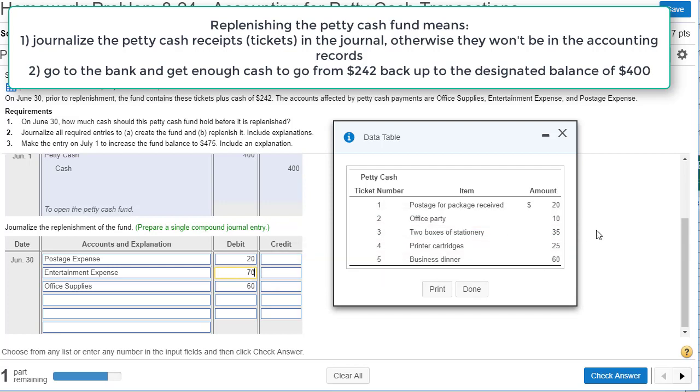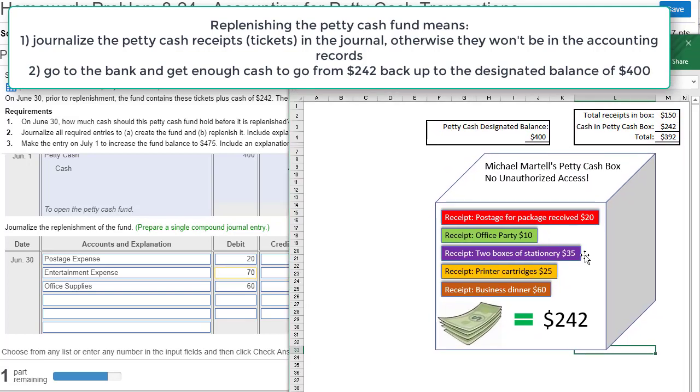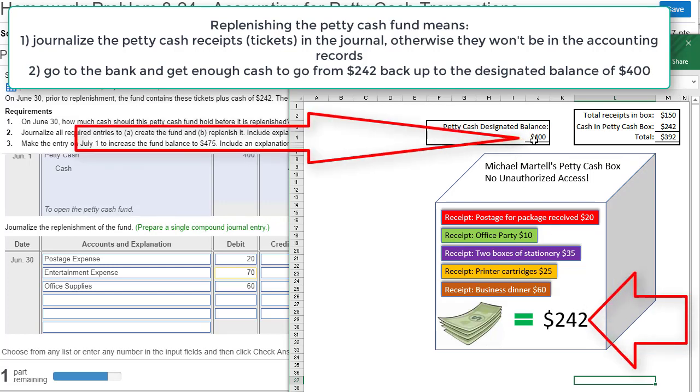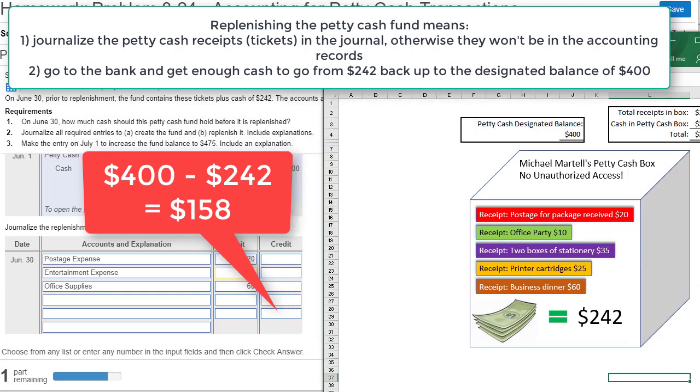Now, what he needs to do, let me go back to my handy-dandy visual. Michael needs to adjust the balance of this petty cash to go from the amount of cash we have now, $242, back up to the $400. So how much cash is he going to need to take out of the cash account and put into this box to go from $242 to $400? Well, to calculate that, it's just $400 minus $242. That's $158. So if we added $158 to this $242, that gets us back up to the $400 cash balance.